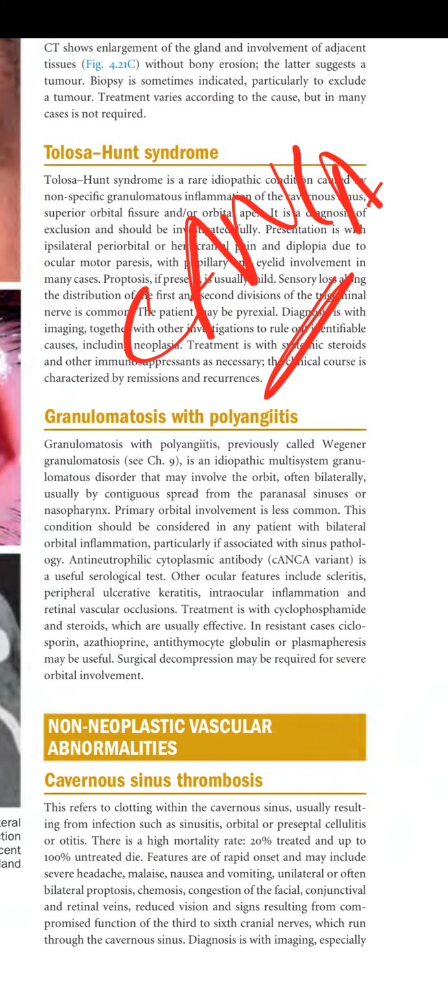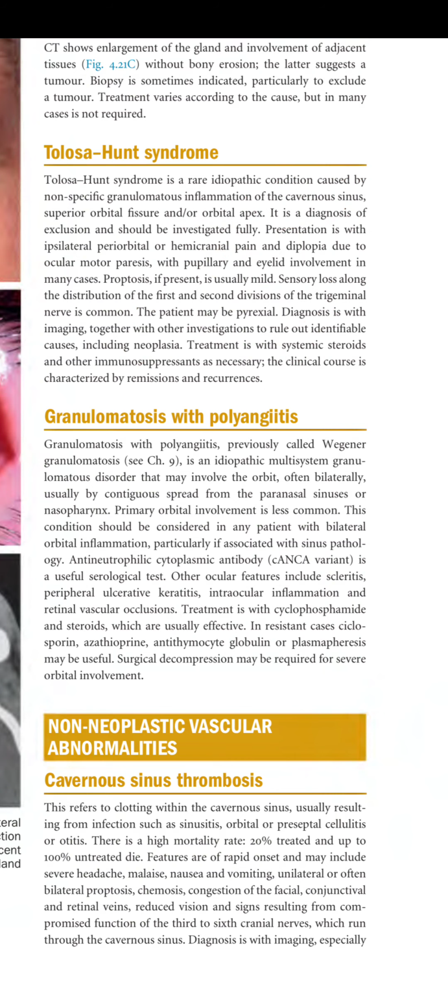Granulomatosis with polyangiitis, previously called Wegener's granulomatosis, is an idiopathic multi-system granulomatous disorder that involves the orbit, often bilaterally, usually by contiguous spread from the paranasal sinuses or the nasopharynx. Primary orbital involvement is less common. This condition should be considered in any patient with bilateral orbital inflammation, particularly if associated with sinus pathology. The antineutrophil cytoplasmic antibody, C-ANCA variant, is usually a useful serological test.